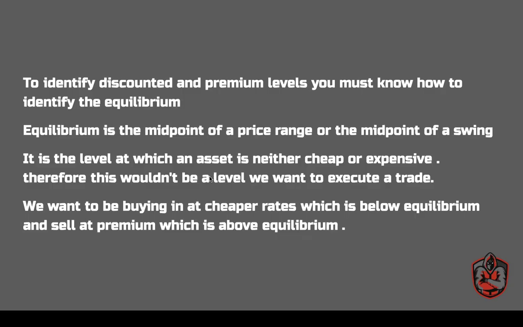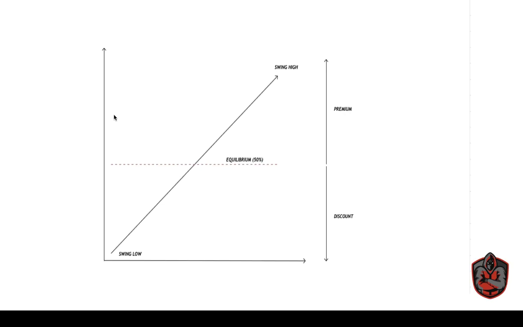Therefore, this wouldn't be an ideal level we want to execute a trade off. We want to be buying in at a cheaper rate, which is below the equilibrium, and sell at a premium, which is above the equilibrium. Now, an example of understanding this, right? Say this is the low of a price range, and this is the high of a price range. The midpoint would be your equilibrium, right? It is literally 50% of that price range. Anything above that is classified as premium, and anything below that is classified as a discount, right?